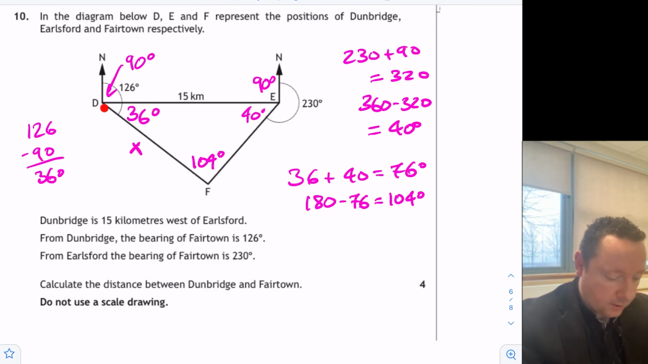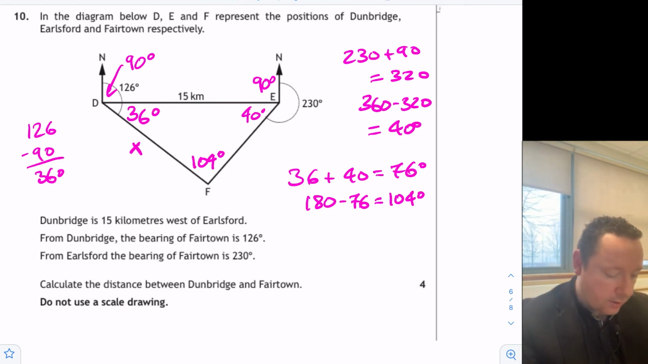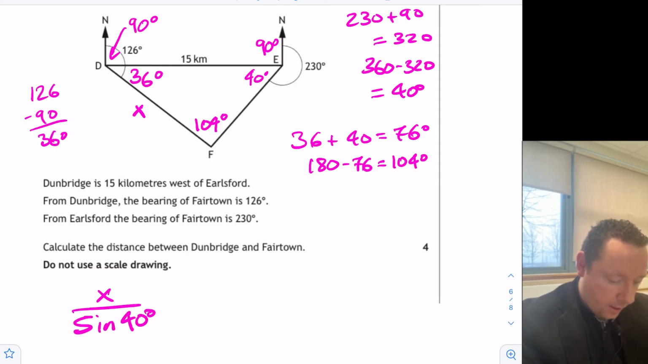To find a missing side, we've got one other missing side. So it's the sine rule, because for the cosine rule you would need this and this to get this. You've only got one side, so it must be the sine rule. So it's x over sine 40, opposites, equals, and then the other side we've got is 15, and the opposite is 104.